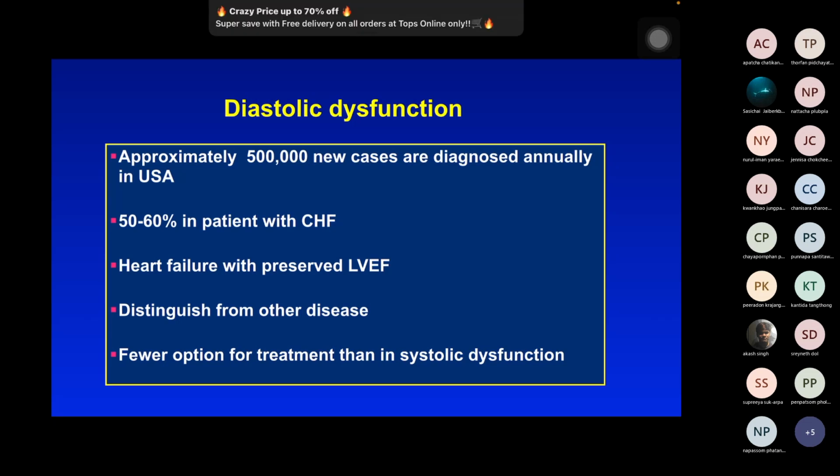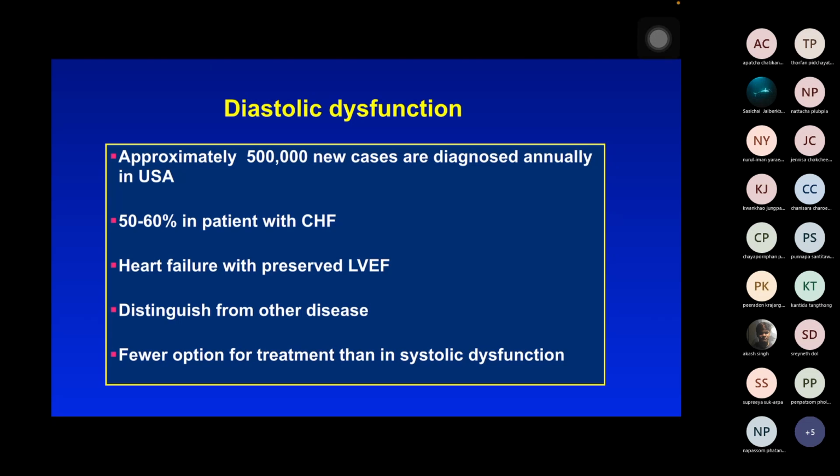It's the group of the systolic dysfunction. So in this group, sometimes we see it called heart failure with preserved EF, or sometimes heart failure with mildly reduced ejection fraction. That's an ejection fraction between 40 to 50%, called the mid-range or mildly reduced ejection fraction.